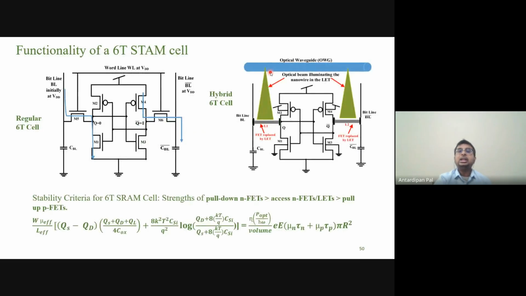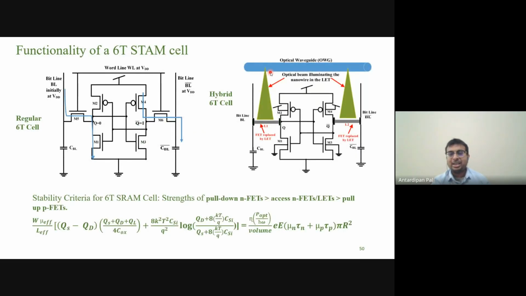Also, we have replaced the electrical word line. We have trashed the electrical word line and put in an optical waveguide. So we have changed so many things in a regular 6T structure. Now the big question: does the structure which we propose actually work? Let's see. Yes, it will work.